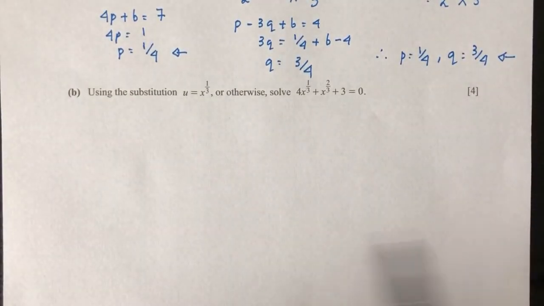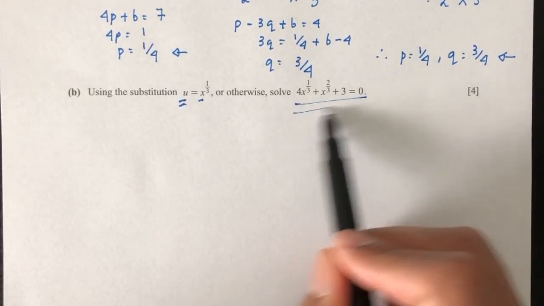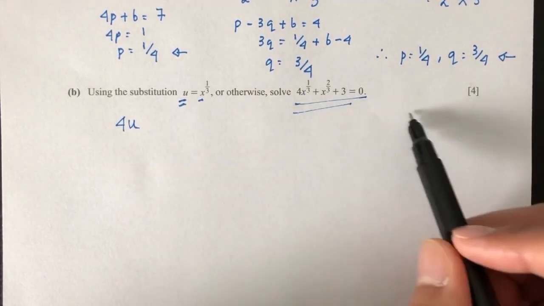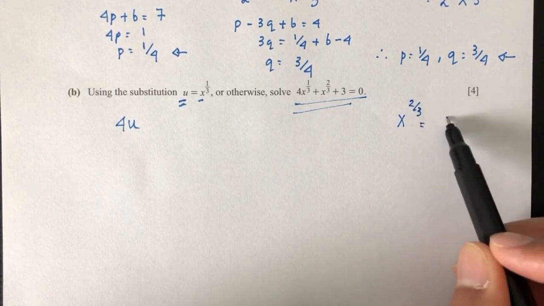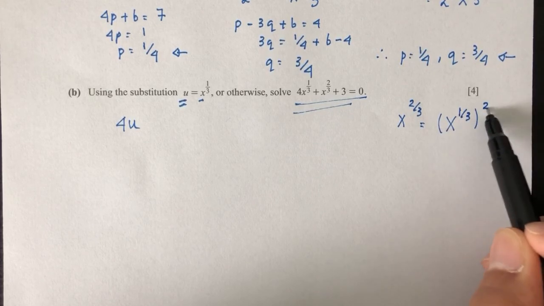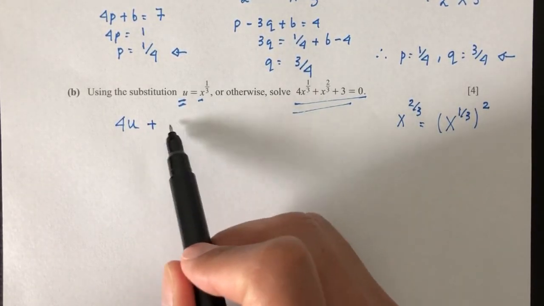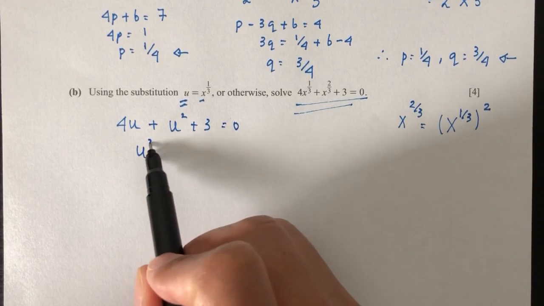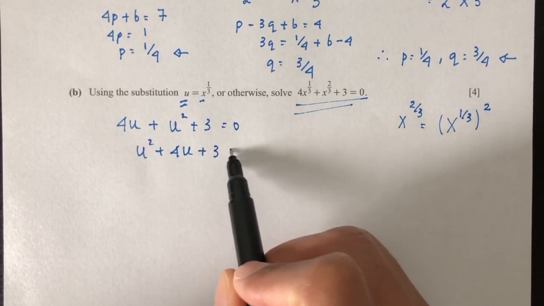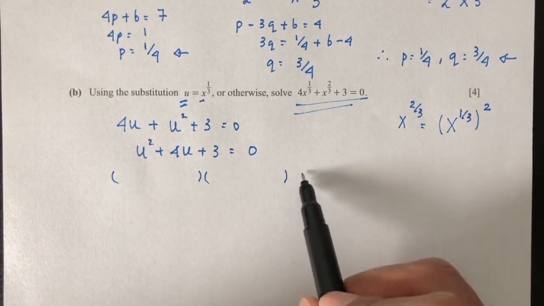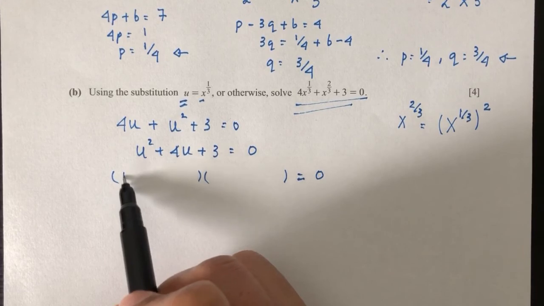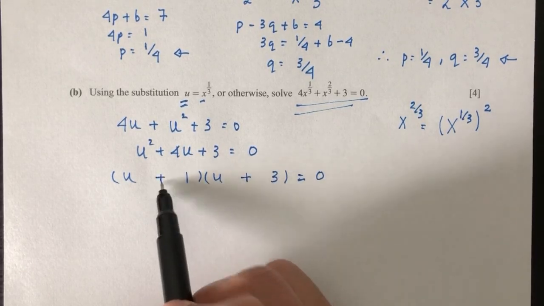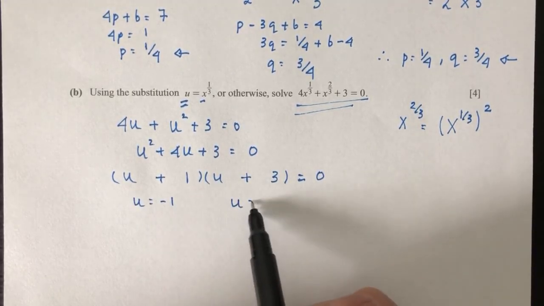Now for part 2, using the substitution u equals this, solve this. Very easy. This is the same here, so that will be 4u. Then this one, observe x^(2/3) is also equal to (x^(1/3))^2. So this is u squared plus 3 equals 0. Now let's rearrange. That will be u squared plus 4u plus 3 equals 0. That is a simple quadratic equation we can factorize. u squared is u times u. What is 3? 3 is 3 times 1. To get plus 4 we have to do plus 3 and plus 1. So u equals minus 1, u equals minus 3.